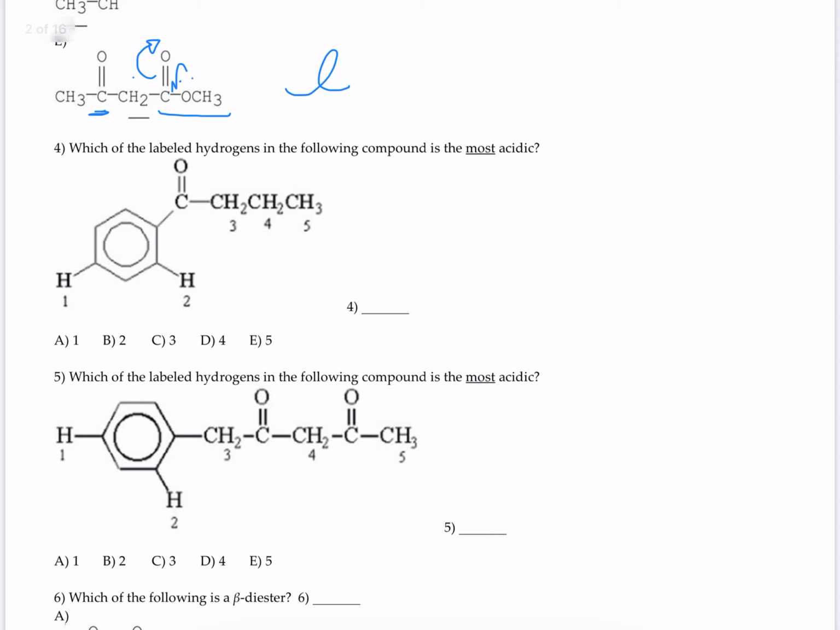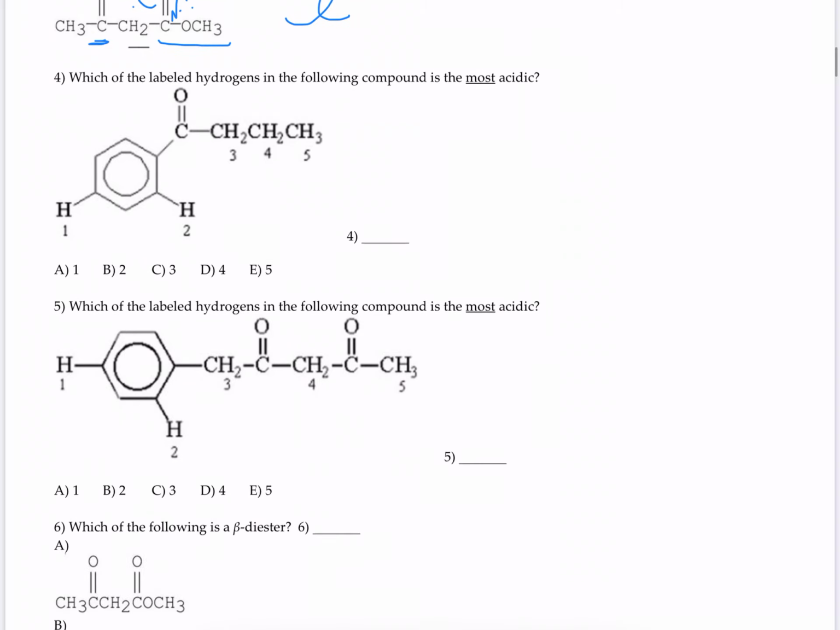And number 4, which of the labeled hydrogens in the following is the most acidic? Again, which one do you think here? Is it 1, 2, 3, 4, 5? It's going to be carbon number 3. Hydrogens on the carbon number 3 would be the most acidic. Okay, that's the one closest to the carbonyl group.